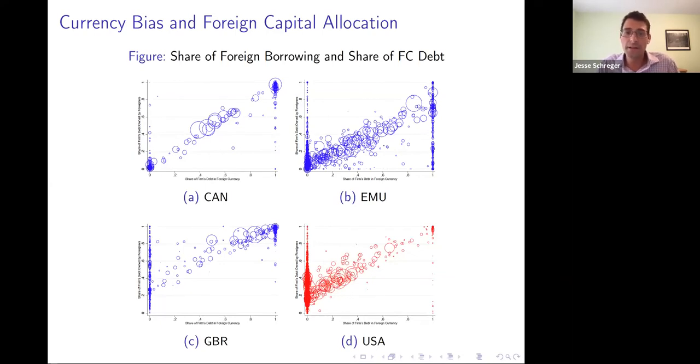You see something very, very similar for the Euro area and Great Britain. Things look a little bit different for the United States. Here, in the big cloud in the lower right panel for the US, you'll see a bunch of firms that have none of their debt in foreign currency, which means that they have all of their debt in US dollars. Yet you see a big dispersion in how much of their financing comes from foreigners. So the US looks a little bit different. Even with that said, American firms that borrow more in foreign currency tend to get more of their capital from foreign investors.